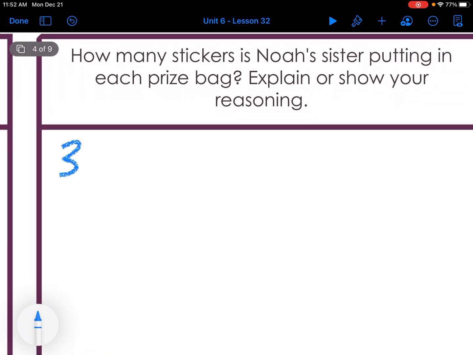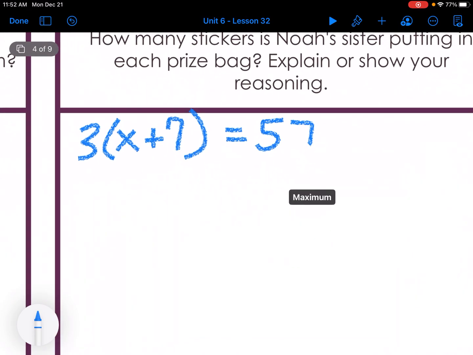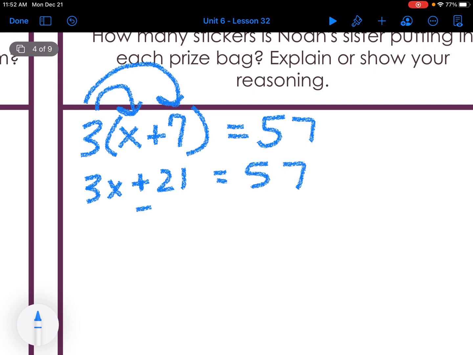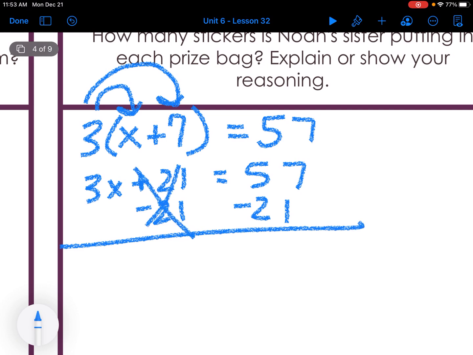So I have 3(X + 7) = 57, right? Yep. Okay, so I distribute first, so I get 3X plus 21 equals 57. So I'm going to zero out, so I'm going to subtract my 21 on each side, because a positive 21 and a negative 21 make a 0 pair. I'm left with 3X equals 36.